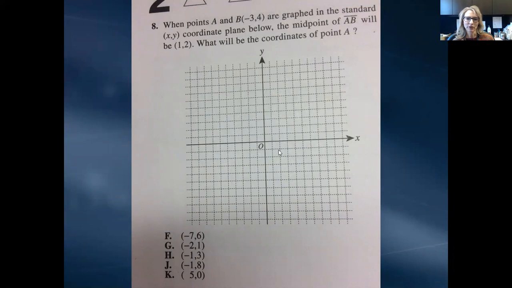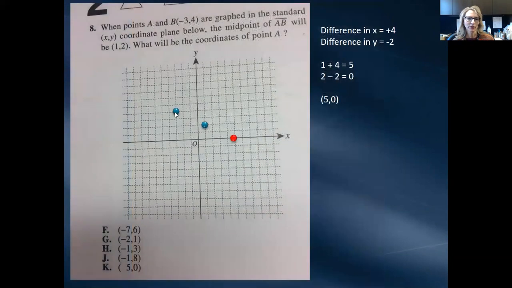So we can plot those here at the blue, and then we look at the difference in the x values in those two. We're going from -3 to 1 in the x values. So that's a difference of 4. So the x value changed by 4, and the y value changed from a 4 to a 2. So that went down by 2, a difference of -2. So that's the midpoint here.